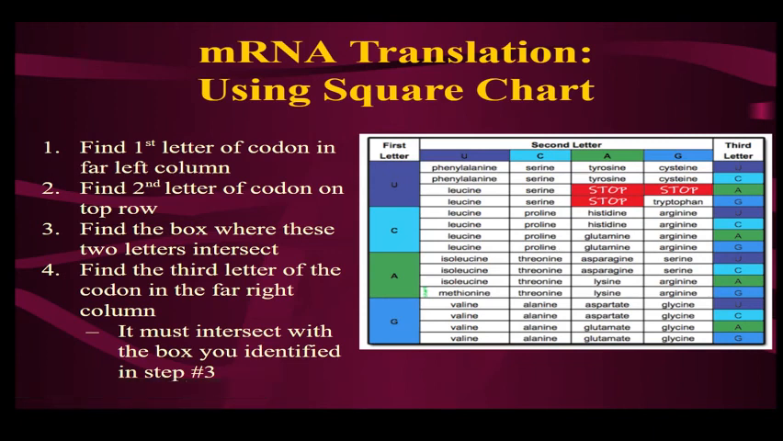So the square chart is one option that you have. To use the square chart, you'll find the first letter of the codon in the far left column. You'll then find the second letter of the codon on the top row. You'll find the box where those 2 letters intersect. Then you'll find the third letter of the codon in the far right column. It must intersect with the box you identified in step 3, and that should give you the name of the amino acid.